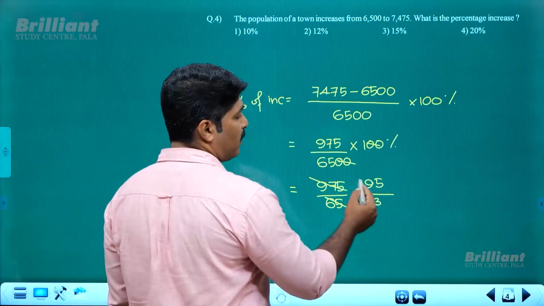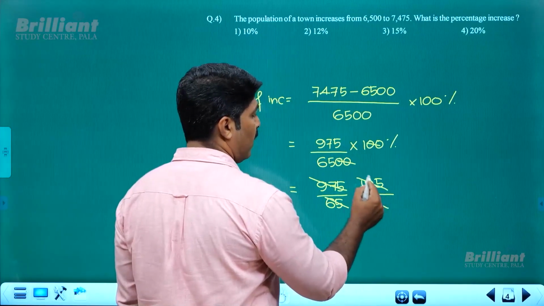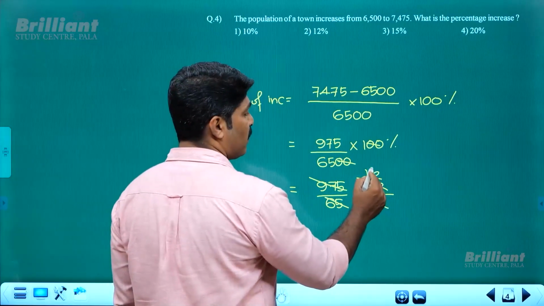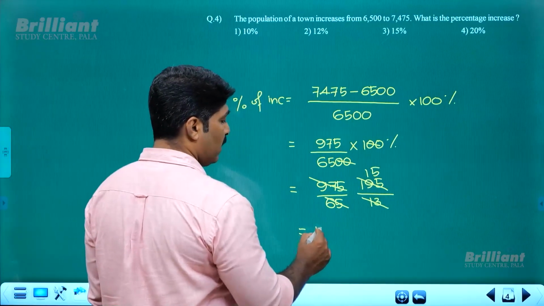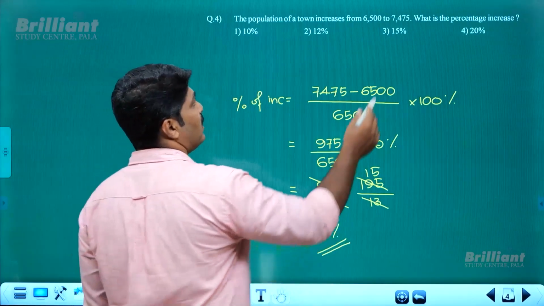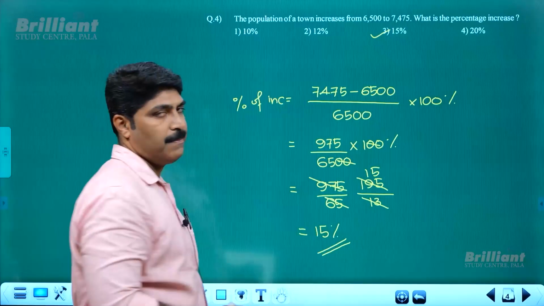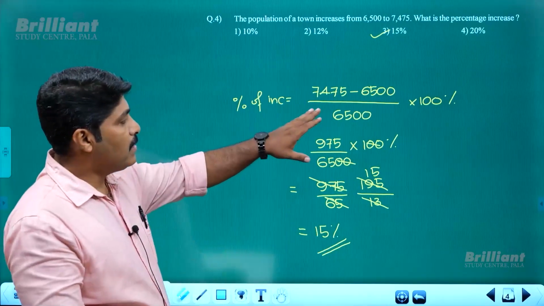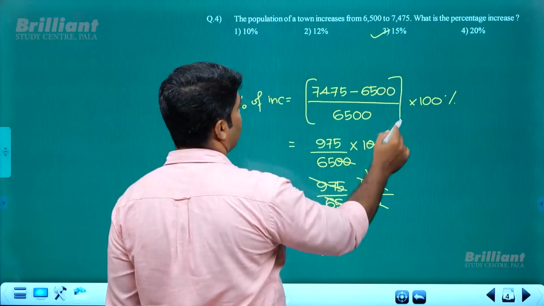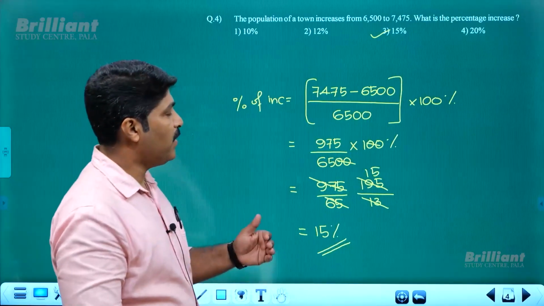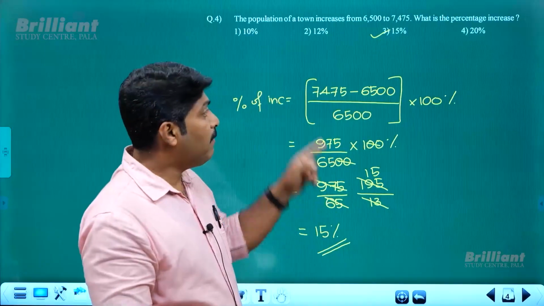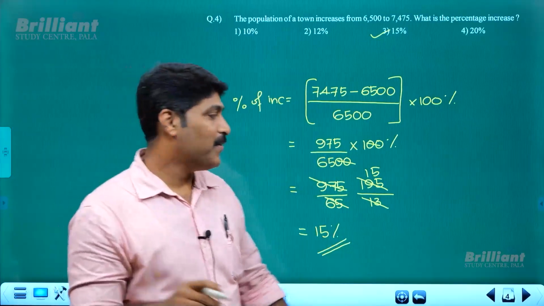Then 13 goes into 195 fifteen times. So the answer is 15%. Got it? So understand that concept of percentage variation. The percentage of increase is defined as the difference, or the increased quantity, divided by the initial value, into 100%.